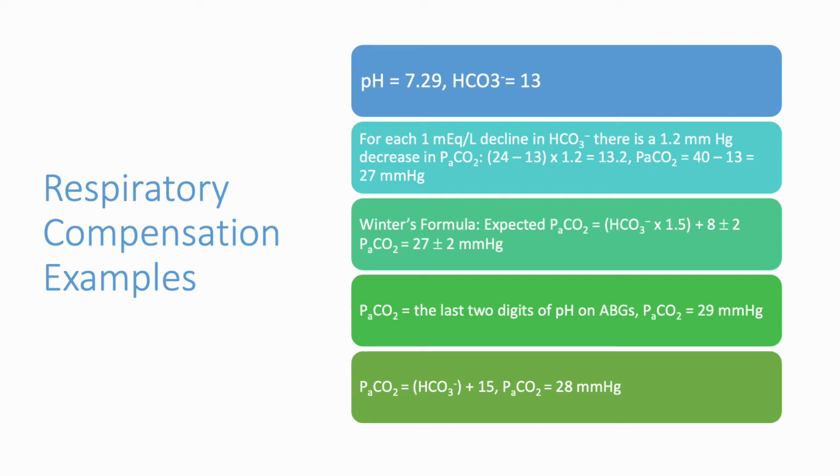And if the PaCO2, when we measured it, is not close to 27, say it's 15, then you have respiratory alkalosis. Winter's formula, as you can see on the screen, will give us pretty much the same answer, 27 plus or minus 2. If you look at the last 2 digits of the pH on the ABGs, you get 29. Well, it's still within the same range of the Winter's formula. Or you add 15 to bicarbonate, which is 13 plus 15, is 28. It's also close.